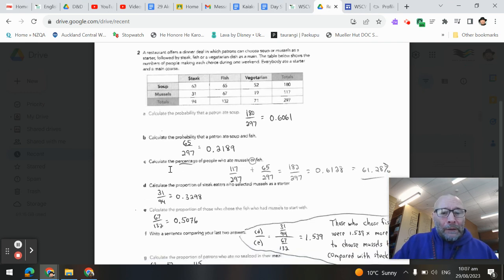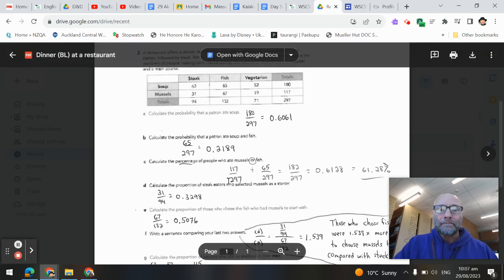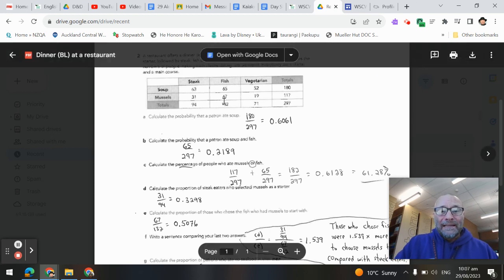Next, calculate the percentage of people who ate mussels or fish. So there, we want to find the intersection of both of those. So if they ate mussels, that is this row. There were 117 out of 297 that ate mussels. And those that ate fish is this column.